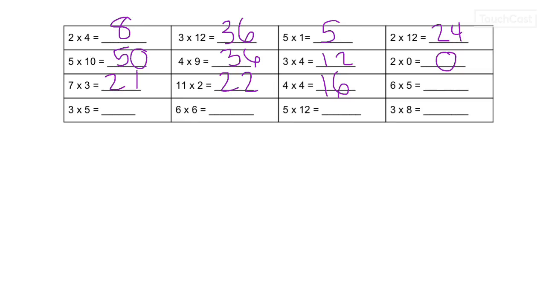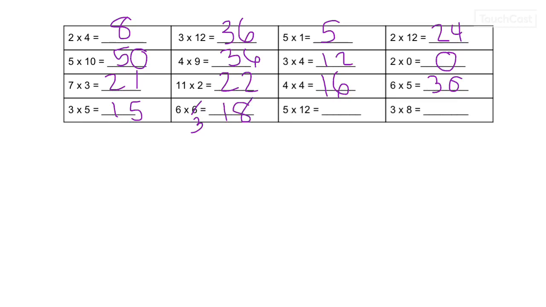6 times 5. We're going to flip it and do 5 times 6. 5, 10, 15, 20, 25, 30. Stop. 3 times 5 or 5 times 3. 3, 6, 9, 12, 15. Stop. Or 5, 10, 15. Stop. 6 times 6. Oh, we haven't done 6 times 6. So I'm going to change that to 6 times 3. Sorry about that typo, because we haven't done 6s yet. So 3 times 6. 3, 6, 9, 12, 15, 18. Stop. Sorry about that typo.